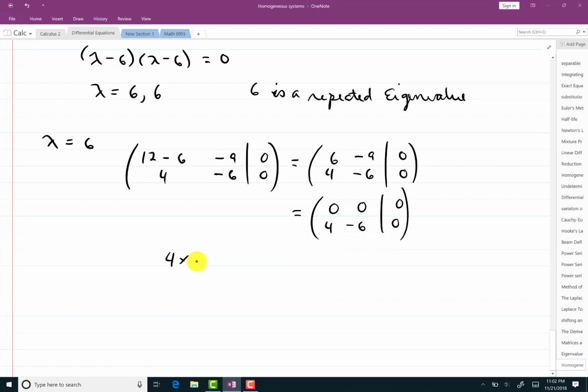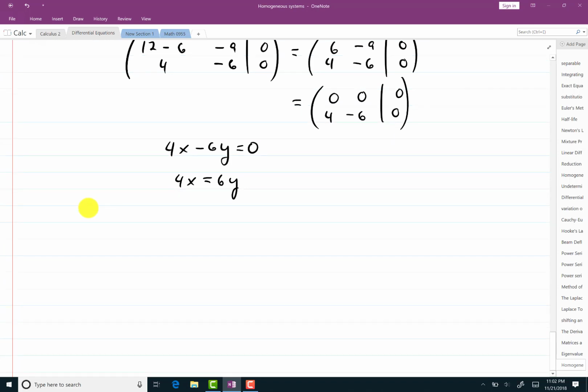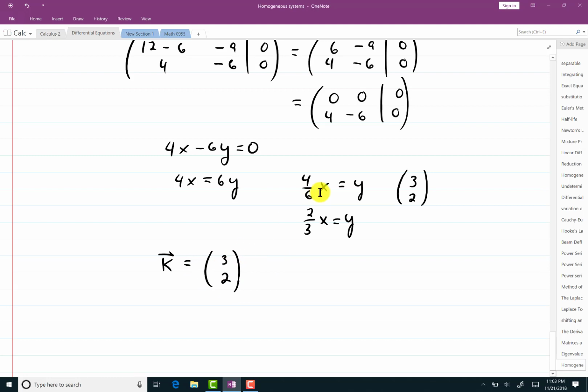Well, I won't go any further here. I have 4x minus 6y equals 0. 4x equals 6y. Or solving for one or the other, I think I'll say 4/6 x equals y. That's the same as 2/3. This is 2/3 x equals y. So if x equals 3, y will equal 2. So I have exactly one eigenvector, and it's 3, 2. That's not enough. We have to have a second solution. Right now, I have only one solution.